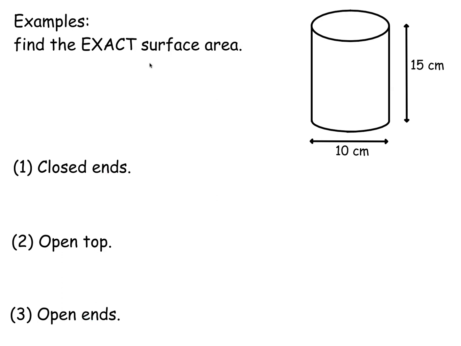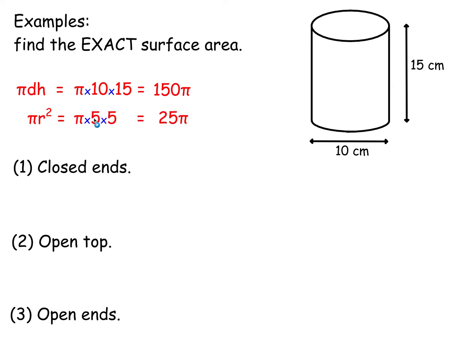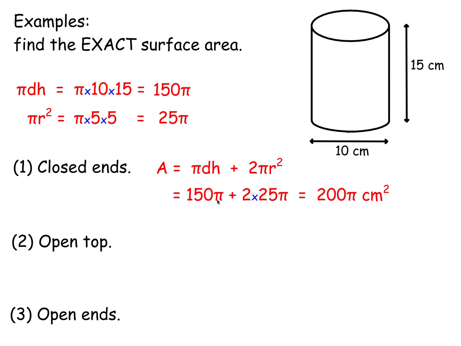So curved surface is pi dh. So here, diameter's 10, height's 15. Just put the figures in. Left exact, it's 150 pi. Pi r squared for the bottom. Radius is half of 10, radius is 5, so it's pi times 5 times 5, which is 25 pi. So that's the pi r squared. And if it's got closed ends, you've got pi dh and 2 pi r squareds to put in. And that comes out at 200 pi square centimetres.